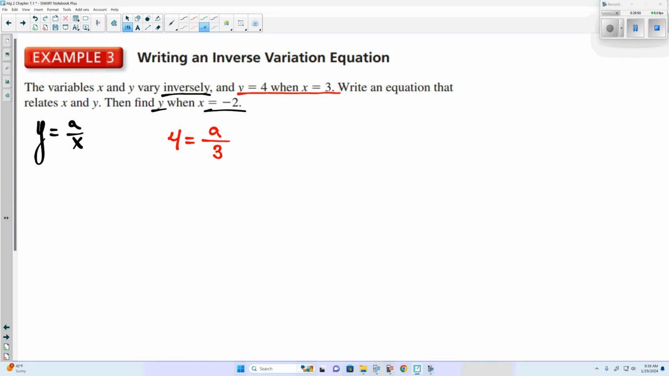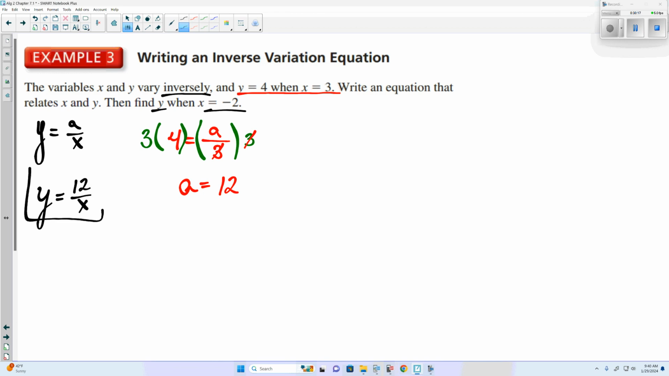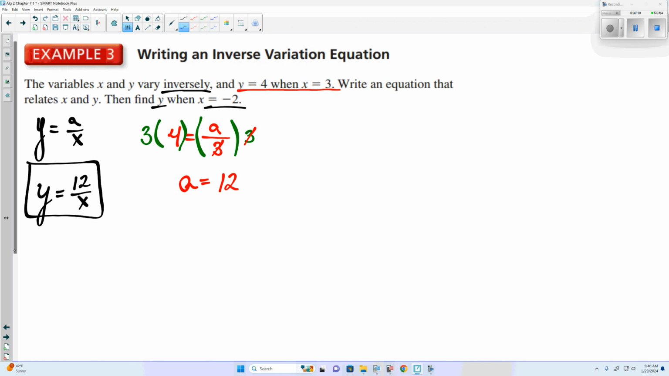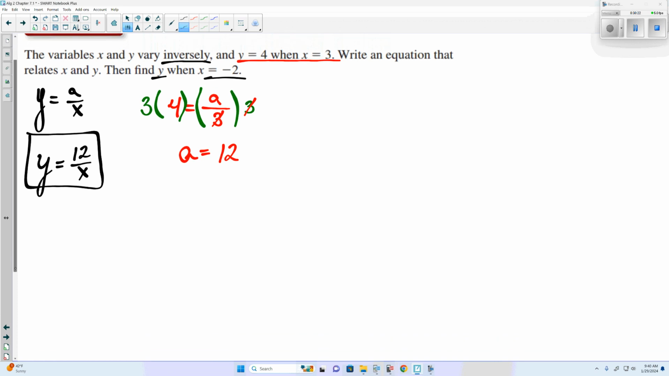Yeah. But to get a by itself, we're going to multiply both sides by 3. Because here the 3 over 3 will cancel, giving us a by itself. 4 times 3 is 12, so the value of a is 12. So our equation, y is equal to 12 over x. That's half the answer. We want to write an equation that relates x and y.